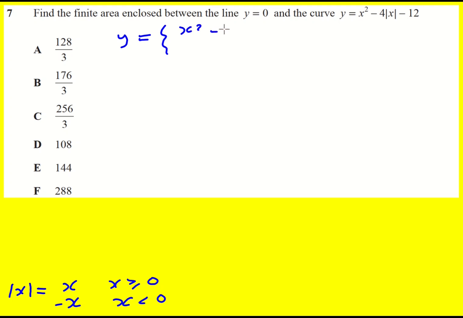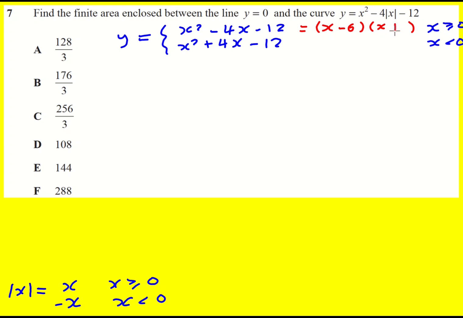x squared minus 4x minus 12 when x is greater or equal to 0, and x squared plus 4x minus 12 when x is less than 0. Let's try and sketch this, and to do so I'm going to see if I can factorize. So x, I'm going to get a minus 6 and a plus 2. Whereas over here it's very similar, but I'll get an x plus 6 and a minus 2.